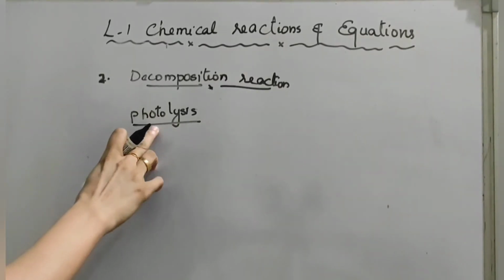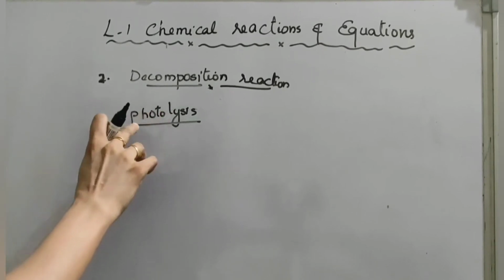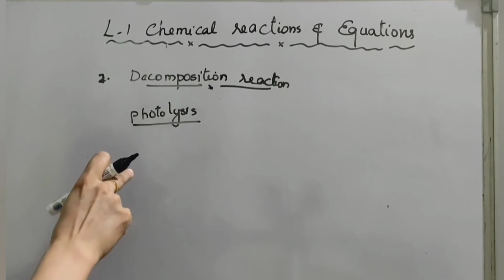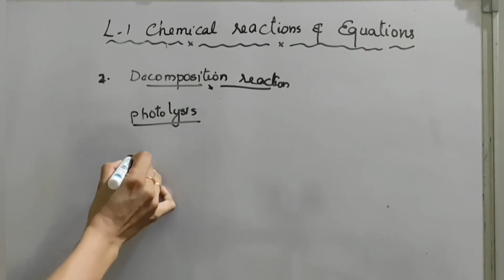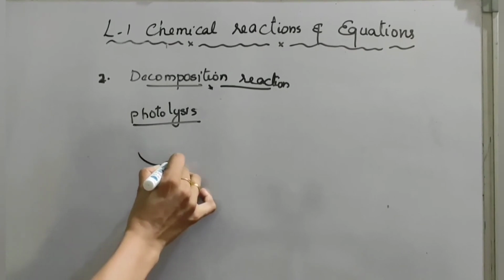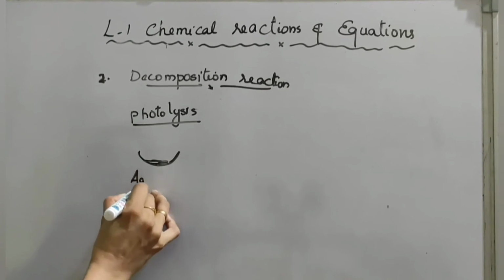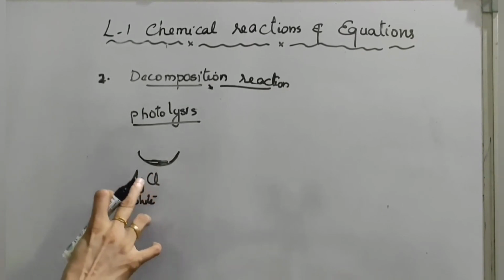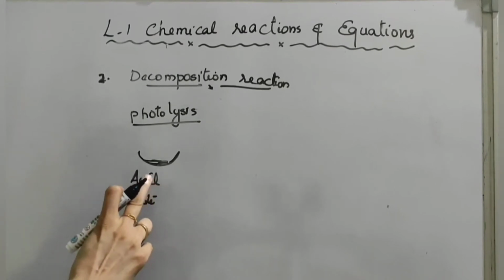Third decomposition reaction is known as photolysis. What is the meaning of the word photo? Photo means light. So energy is supplied in the form of sunlight. Here also check the activity. Take silver chloride in a china dish, like this. Silver chloride is white in color. Why does AgCl come? Silver is in the +1 ionic state, chlorine is in the -1 ionic state, so AgCl.